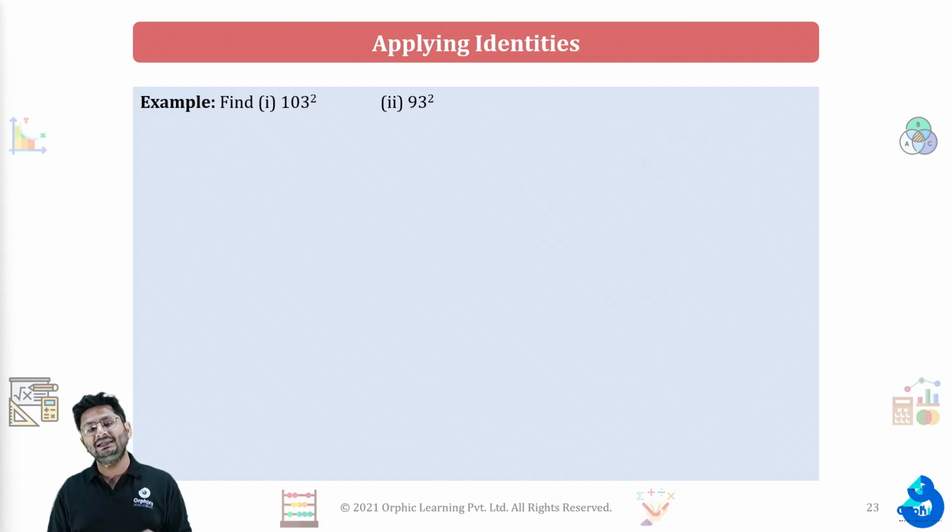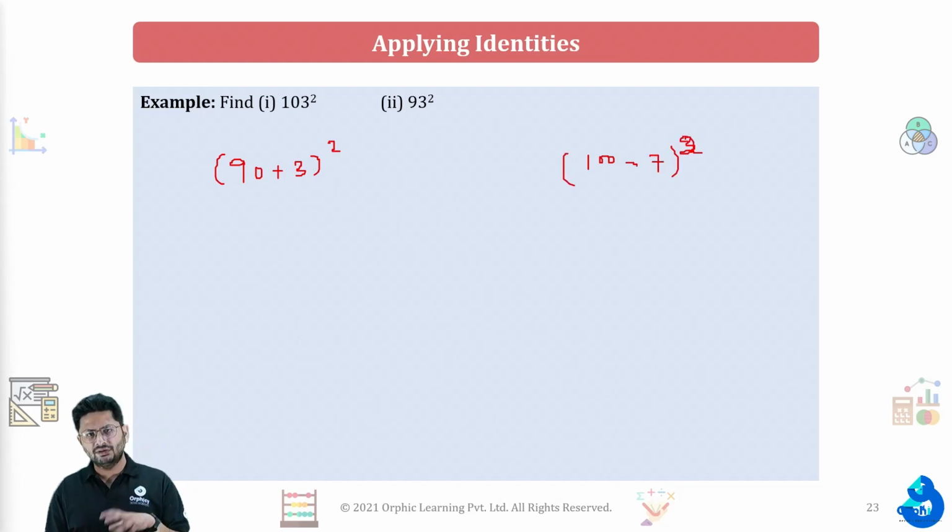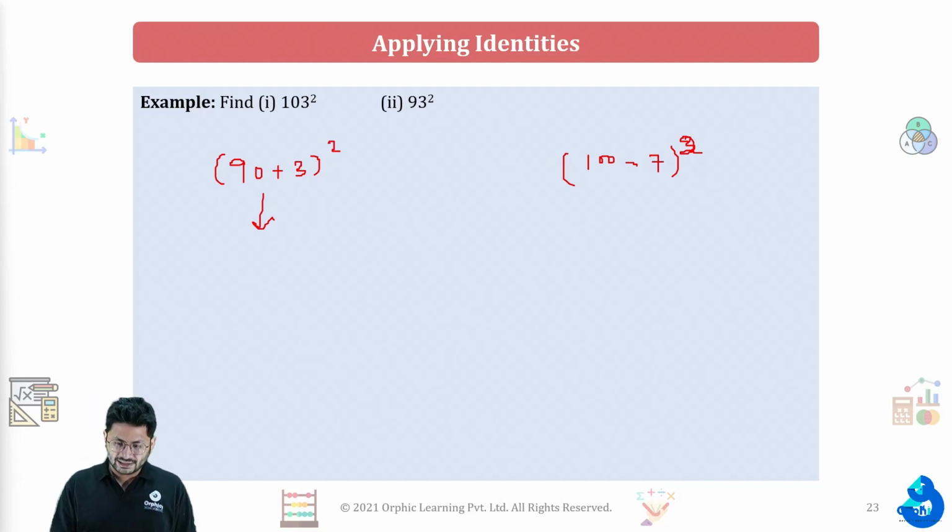So in this 93 ka whole square, this 93 ka whole square we can do with two ways. So we can write this 93 as 90 plus 3 or 100 minus 7. दोनों तरीके से लिख सकते हैं, बात तो एक ही है. Okay, we'll solve it with both the ways. Okay, so this will be by using the first identity, which is a plus b ka whole square, which is equal to a square plus twice of a into b plus b square.